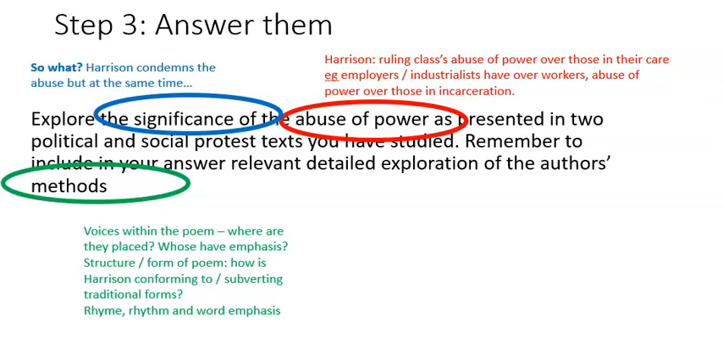Finally, there is the so what. So I might say something like that Harrison is condemning the abuse, but at the same time, maybe there's an irony at play there. So ultimately, it's up to you to decide what you think your writer is saying, what sort of light your writer is casting on the issues that they are tackling within their text. So at this point, you should be ready to choose your brilliant examples and start to plan.